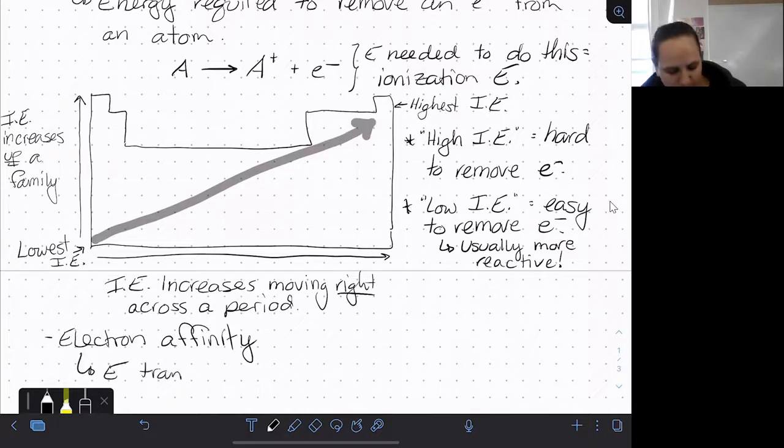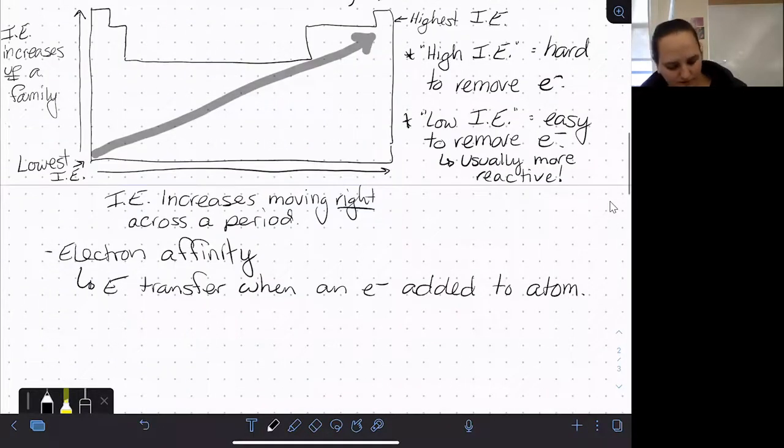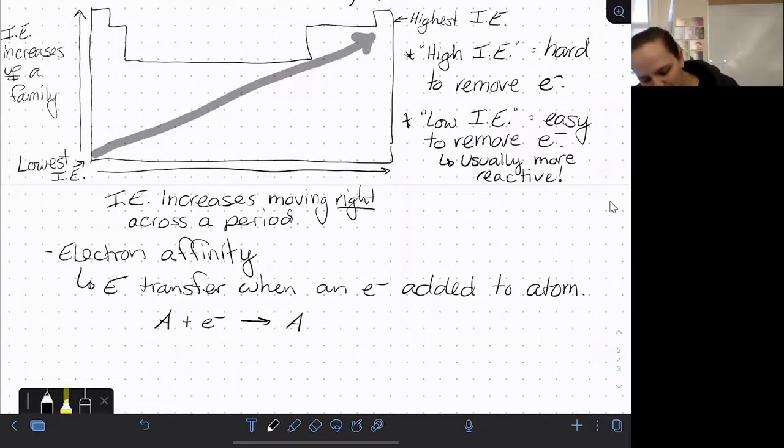Which is defined as the energy transfer that happens when an electron is added to an atom. So it's sort of the opposite of ionization energy. We're now taking an atom, and an extra electron that was not previously attached to this atom, and we are sticking them together. We are forcing that extra electron into this atom.